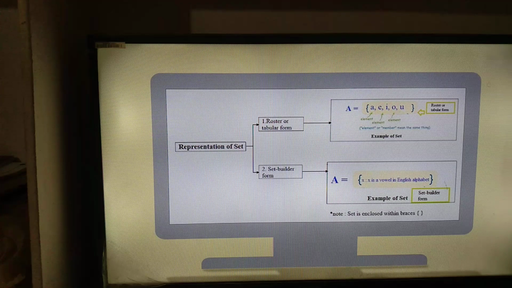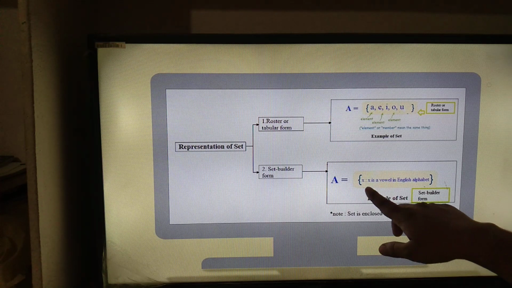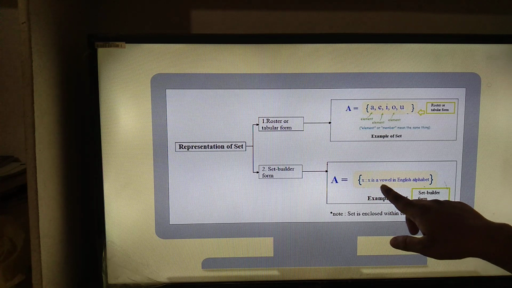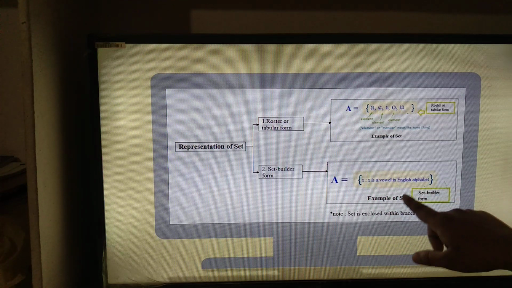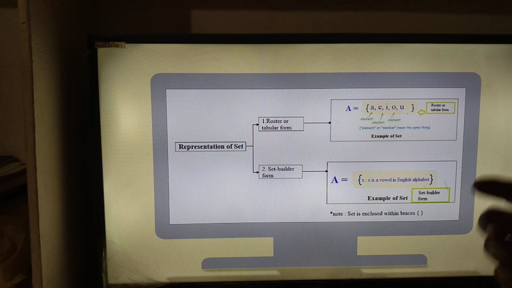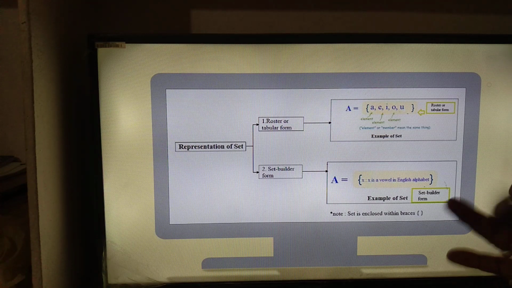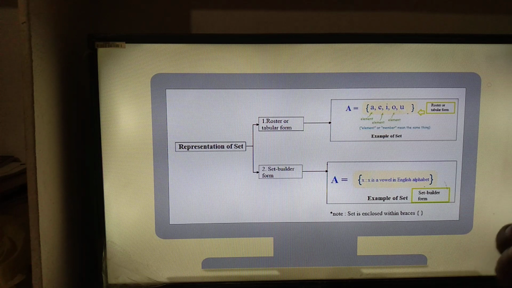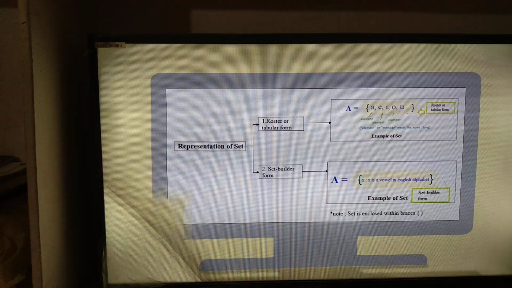For example, set A equals {x such that x is a vowel in the English alphabet}. You can see here, this is x such that x is a vowel in the English alphabet. So the property is: the set of vowels in the English alphabet. What are the vowels in the English alphabet? A, E, I, O, U. So these all are called vowels in the English alphabet. So children, we can represent a set in two ways. First one is roster form and the second one is set builder form, right?